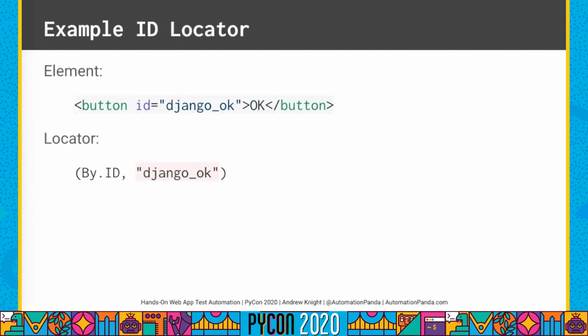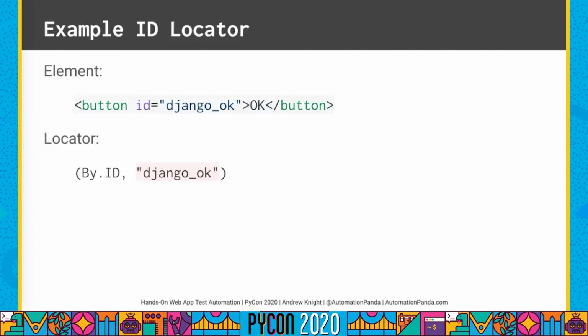Let's look at some element locator examples together. Here's a very simple one for an ID locator. If we have, let's say, a button element with an ID attribute value of Django_OK, because it has this ID attribute, we can use the ID locator type. My locator type is going to be essentially a tuple. It's going to be whatever my type is, By.ID, which is a Selenium value. And then it's going to have the query portion of that locator, which in this case is the ID value, Django_OK.